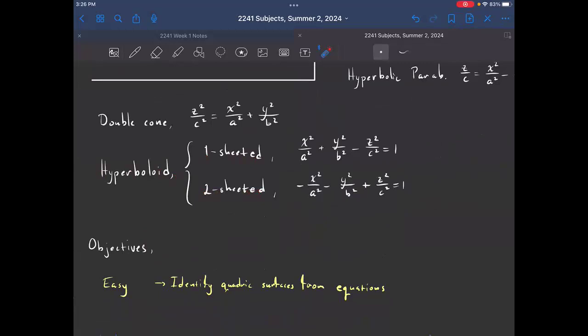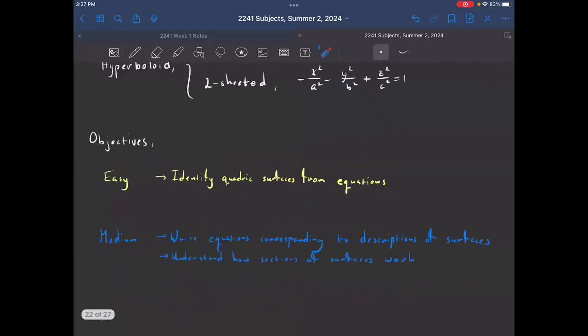The one-sheeted hyperboloid looks like this. It has all of the variables on one side, and one of them has a minus. Think one sheet, one minus. The two-sheeted has, again, all of the variables on one side, and then 2 minuses. So again, 2-sheeted, 2 minuses.